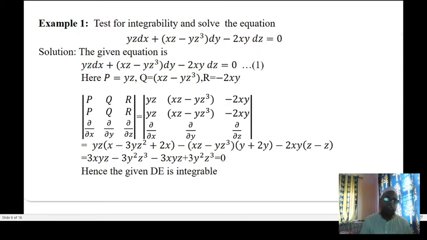the determinant with rows P, Q, R, dou by dou x, dou by dou y, dou by dou z. So yz, xz minus yz cube, minus 2xy. Evaluating and simplifying: yz times (x minus 3yz square plus 2x) minus (xz minus yz cube) times (y plus 2y) minus 2xy times (z minus z), and the last term is 0. So here 3xyz minus 3y square z cube, and minus 3xyz minus 3y square z cube cancel, equal to 0. Hence the given differential equation is integrable.